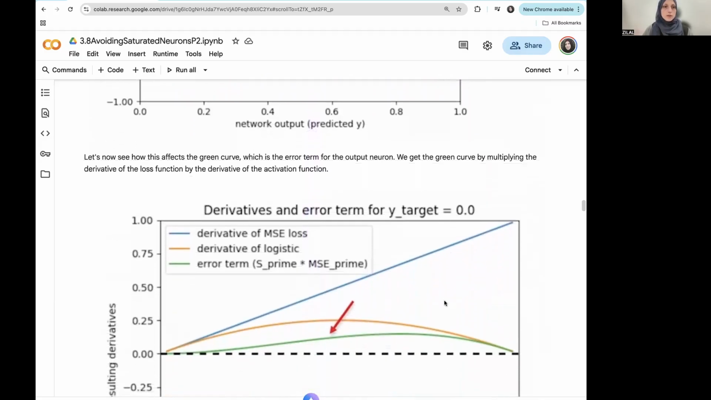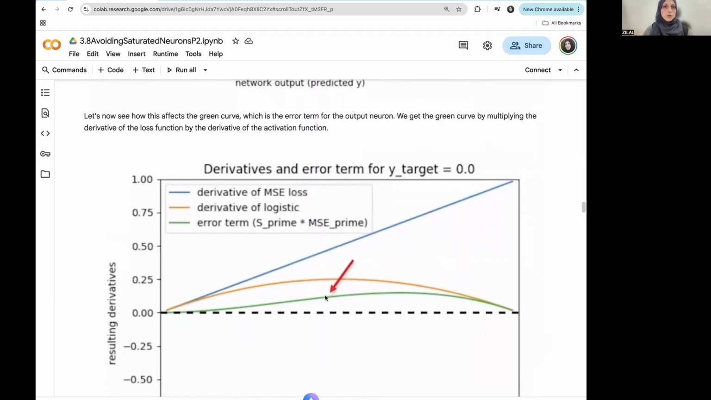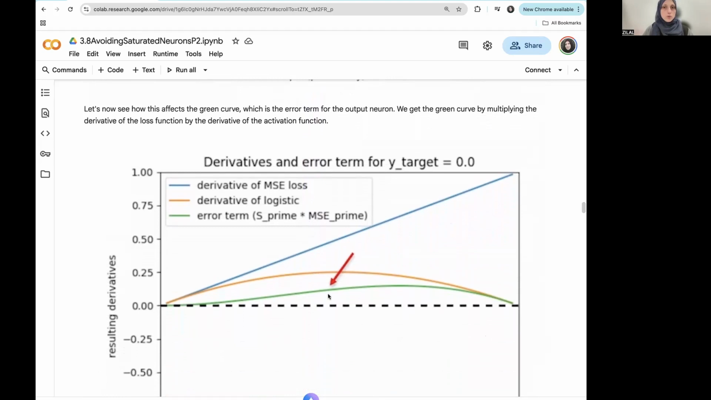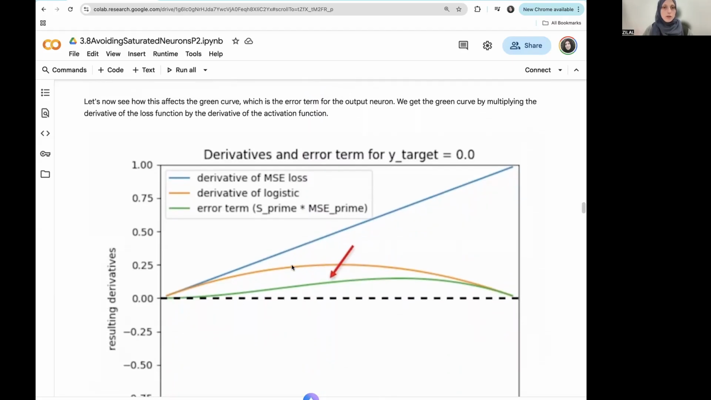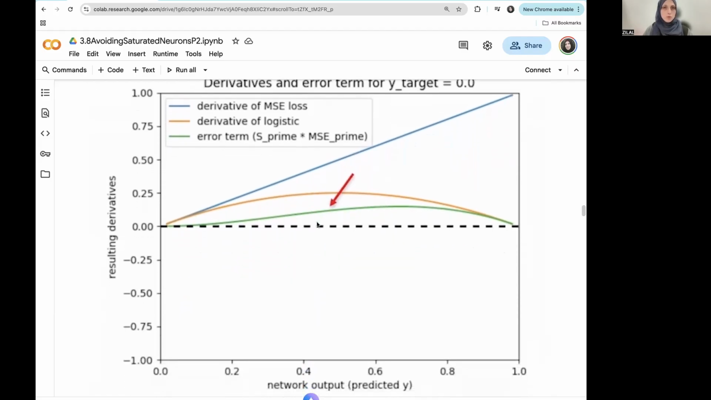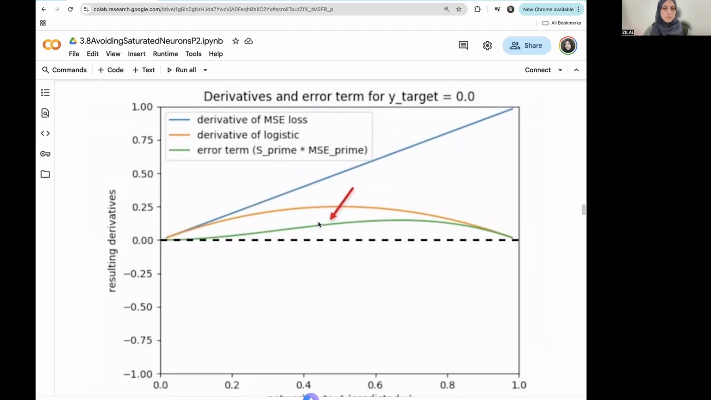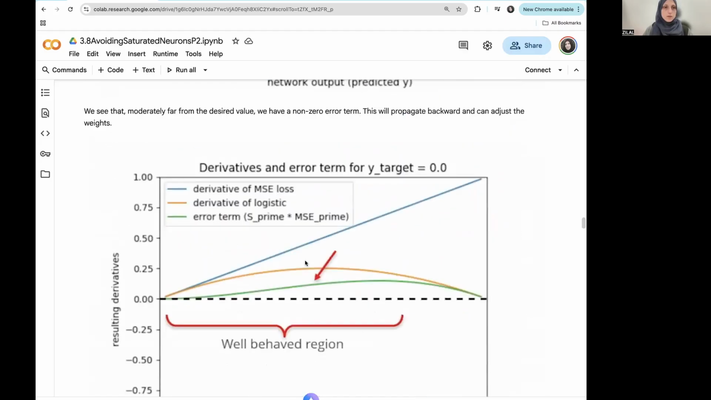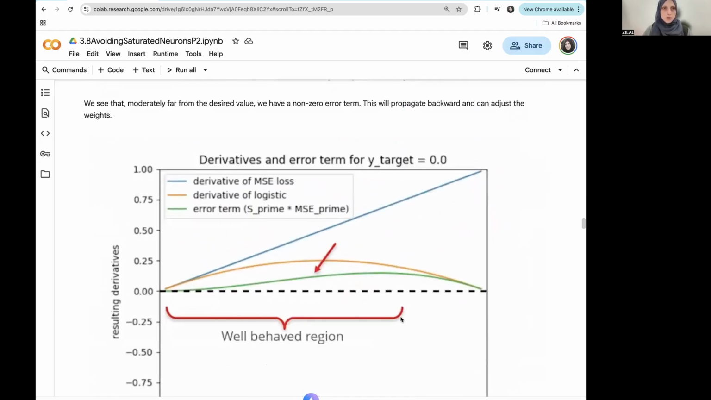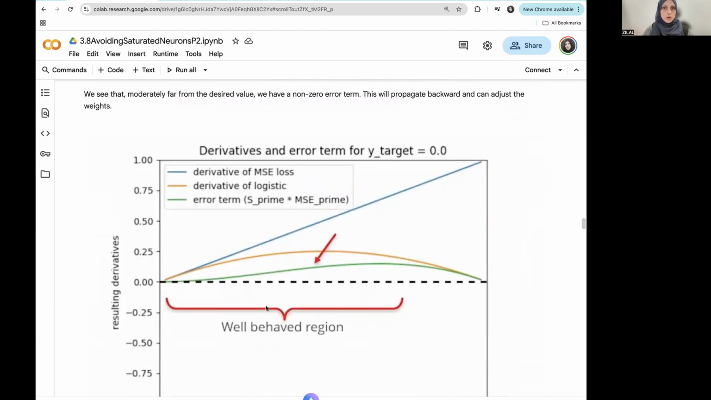Let's now see how this affects the green curve, which is the error term for the output neuron. We get the green curve by multiplying the derivative of the loss function with the derivative of the activation function. So the blue curve multiplied with the orange curve gives us the green curve, which is the error. We see that moderately far from the desired value, we have a non-zero error term. This will propagate backward and can adjust the weights.